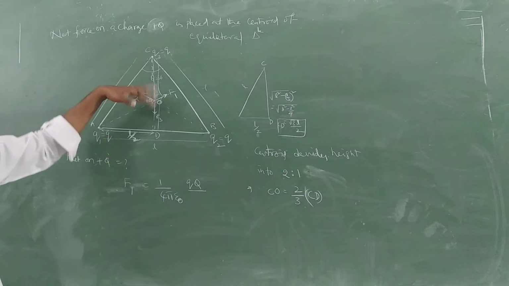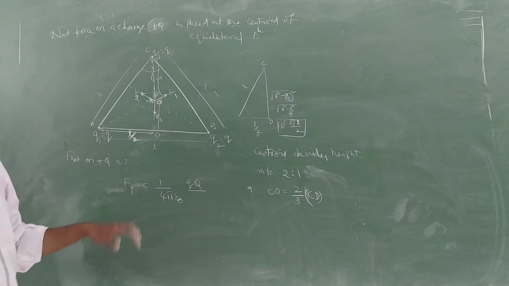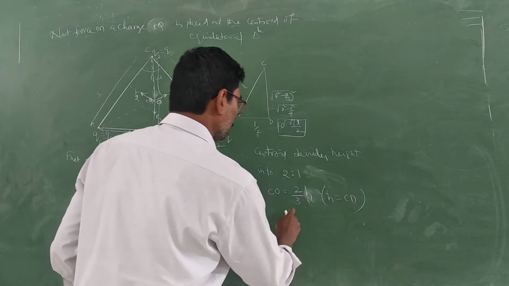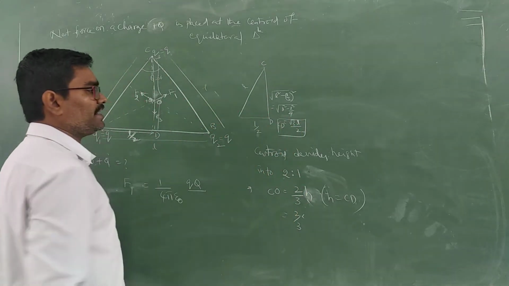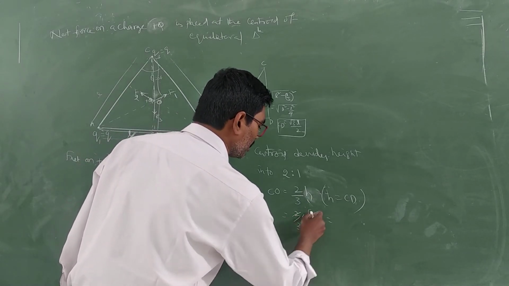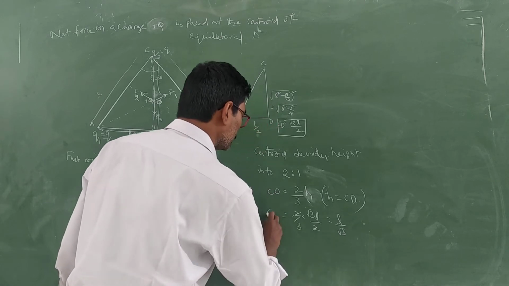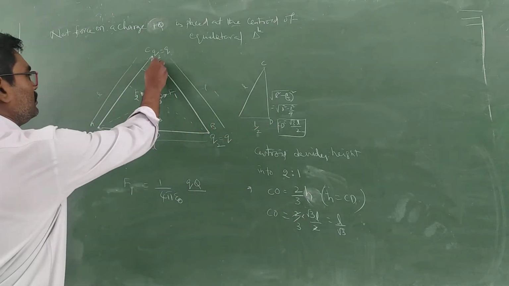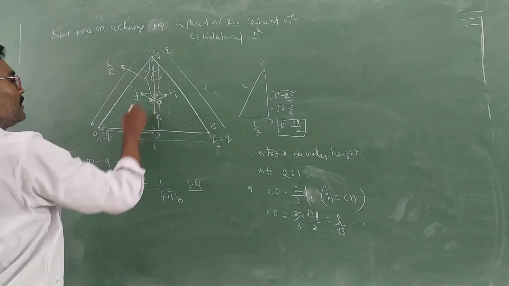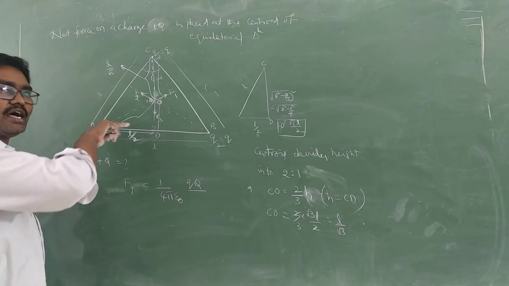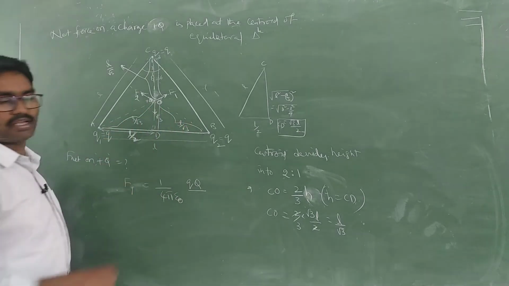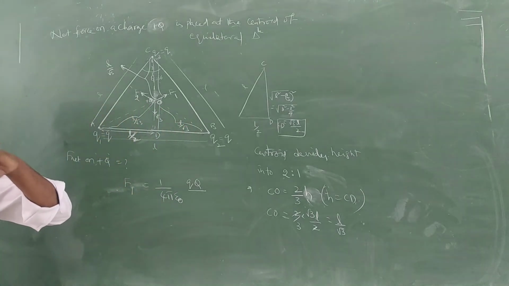CD means what? H. 2H by 3. So H is here CD. Understood? 2H by 3. H is equal to CD here. So 2 by 3 into what is H? CD, root 3L by 2. 2 to cancel. This root 3 into L by root 3 will come. So CO is equal to what? L by root 3. This is L by root 3. What about this? This is also L by root 3. Even this L by root 3. Correct? So separation between the charges R is equal to L by root 3.